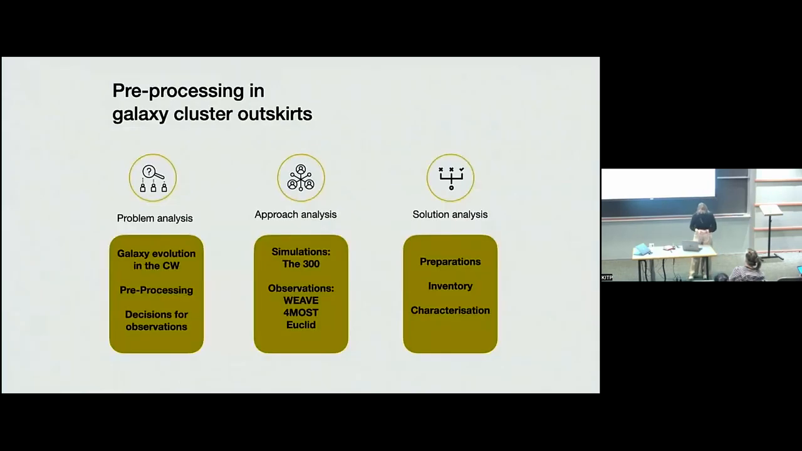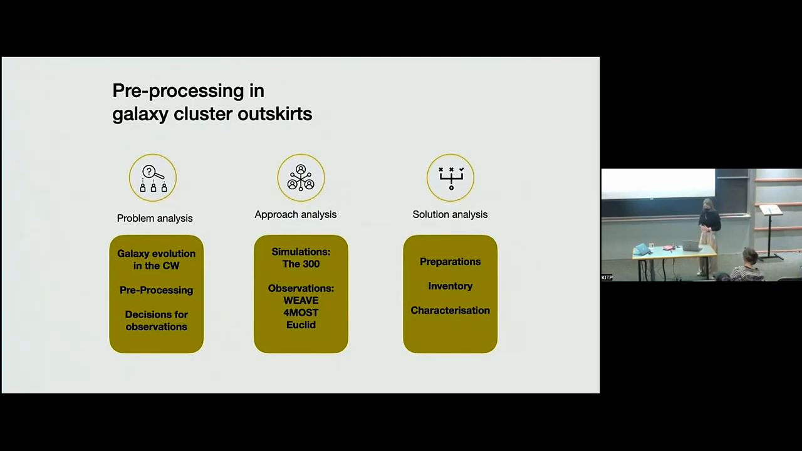So we're interested in galaxy evolution in the context of the cosmic web, and in particular pre-processing. So how galaxies change with the environment before they enter a galaxy cluster. And our work is motivated by observations. I'm not sure how many other people here are interested in target selections and creating OBs, so I will not focus much on that, and hopefully find some things that are interesting for you.